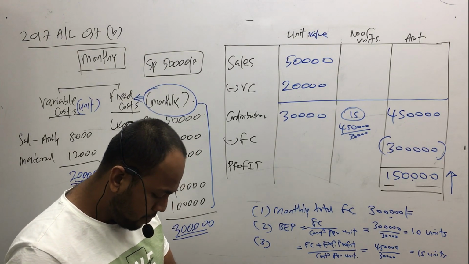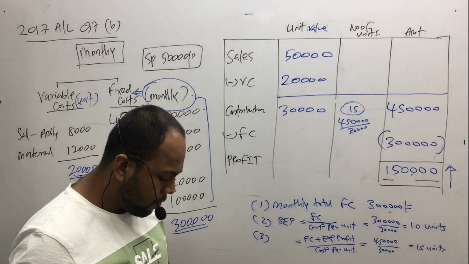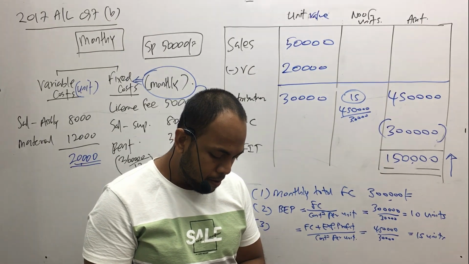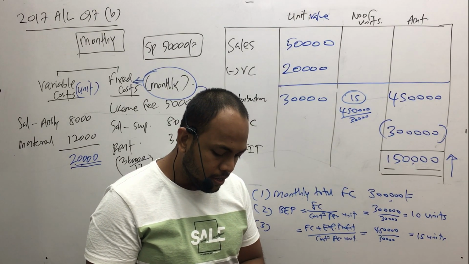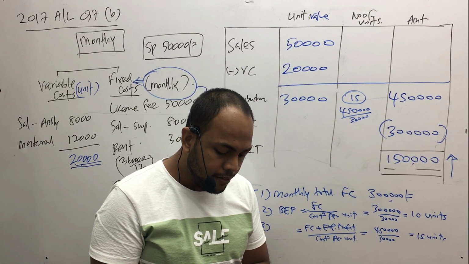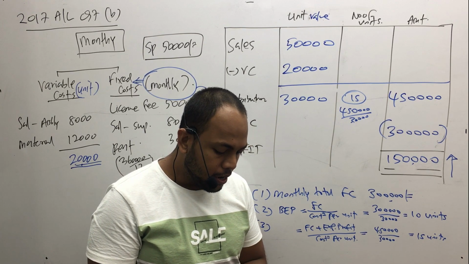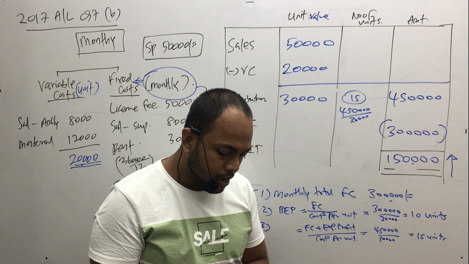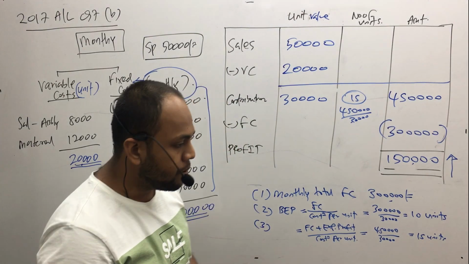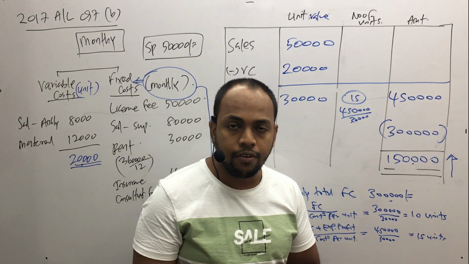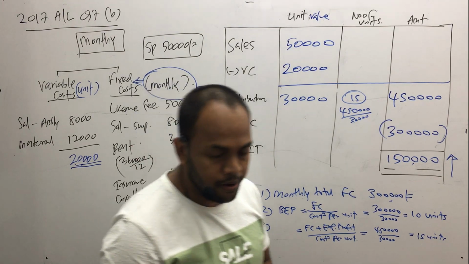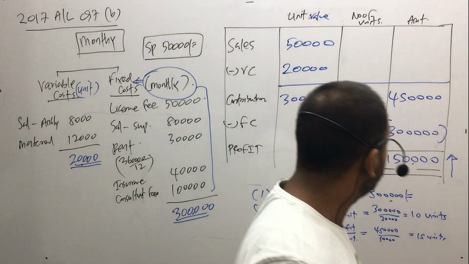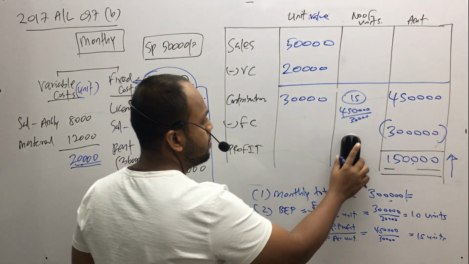Then the next question. Number of computers to be sold monthly to cover the total cost if the assembly workers are paid a total monthly salary of 80,000 instead of a unit based salary. Now your variable cost and the fixed cost are changing, right? So let me change the values.